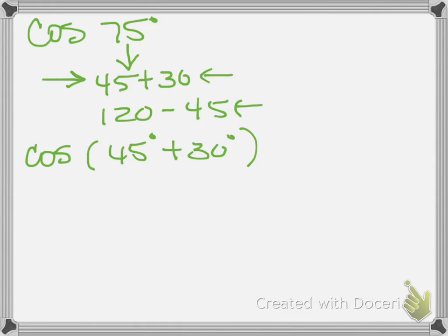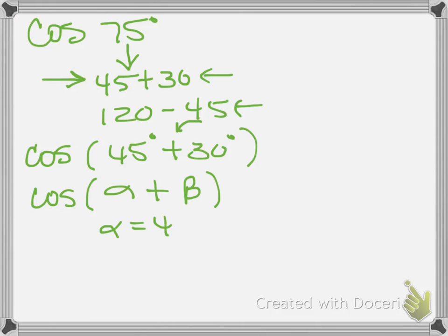So I'm going to look at my chart of sum and difference formulas, and I'm trying to find cosine. I'm using addition, so I'm going to look at the one that has cosine with addition on it, the top sign. So I'm going to be looking at this one on my chart. And that means that alpha is 45 and beta is 30. And I can look at my unit circle and I can find all those things.